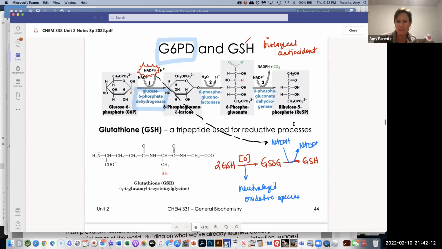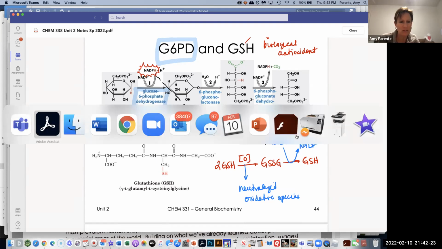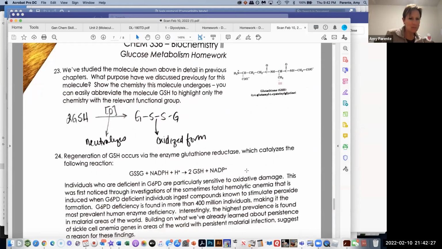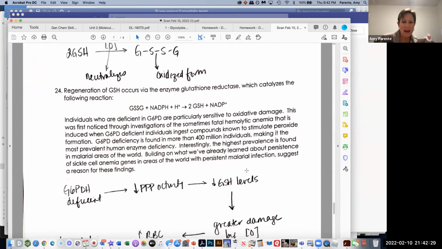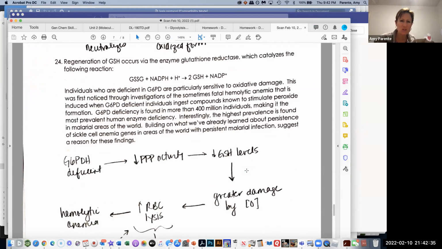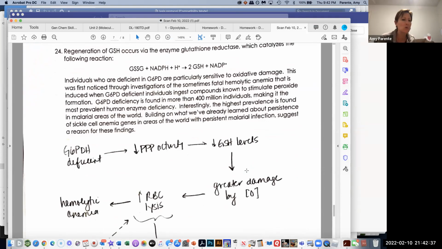So here's the nuts and bolts of it. NADPH is responsible for regenerating glutathione in its active form. Okay, so that's kind of what we are doing there. And then we sort of talked about how this interplays with disease. So I want to go through this and make sure everybody understands, because there are a few questions that ask you to put pathways together.